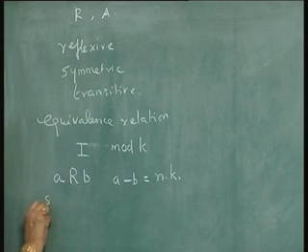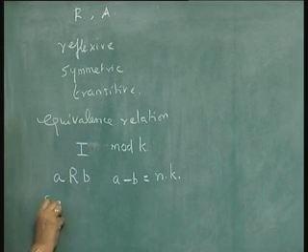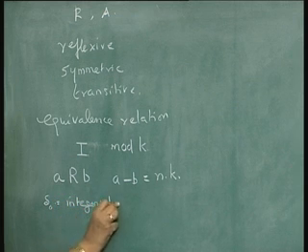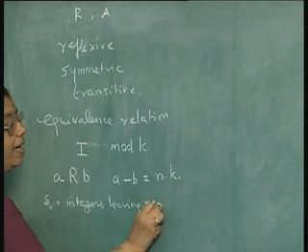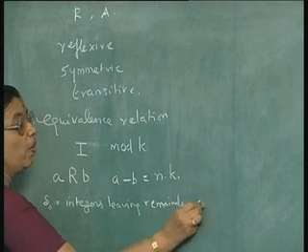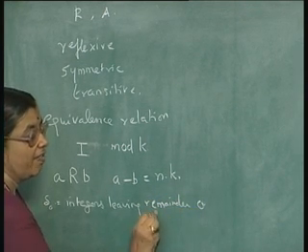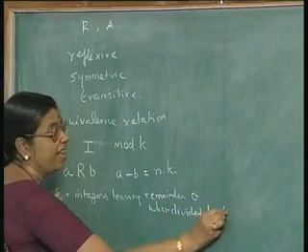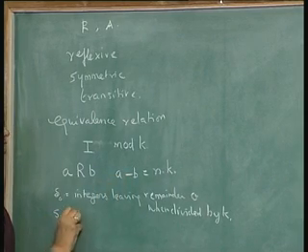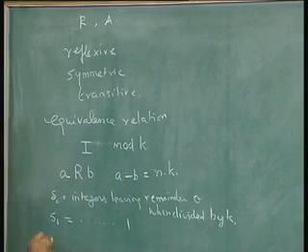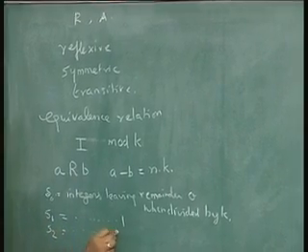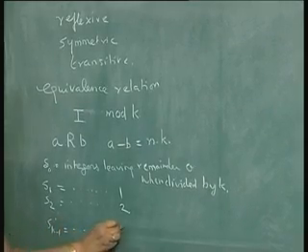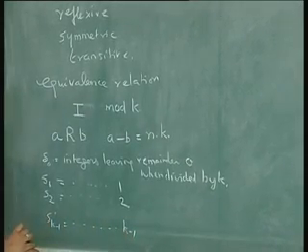The set S0 is the integers leaving remainder 0 when divided by k. S1 is the integers leaving remainder 1 when divided by k. S2 is the set of integers leaving remainder 2 when divided by k, and Sk minus 1 is the set of integers leaving remainder k minus 1 when divided by k.